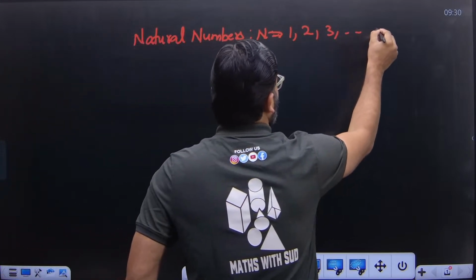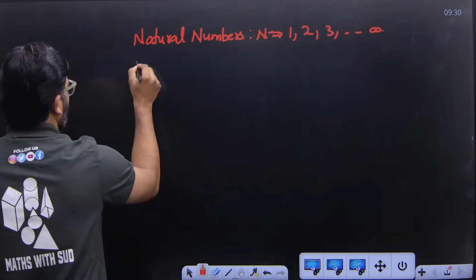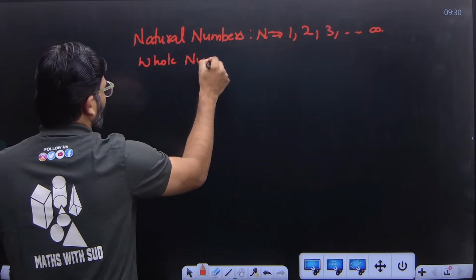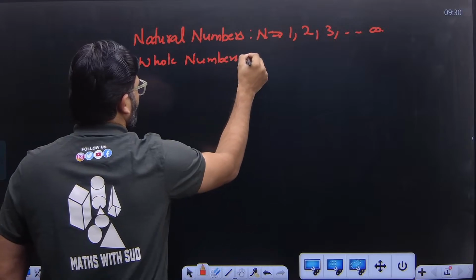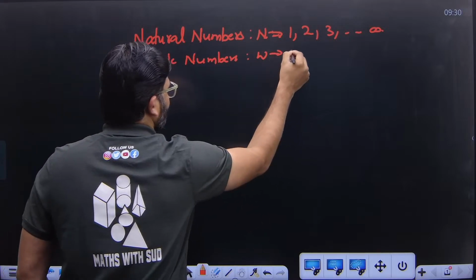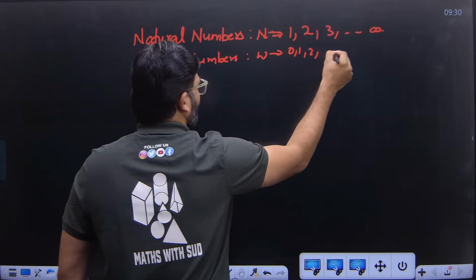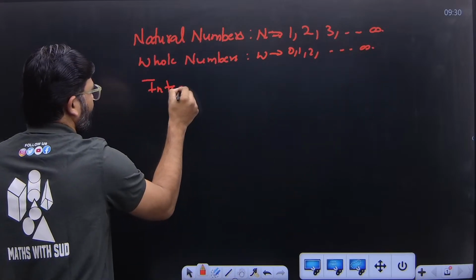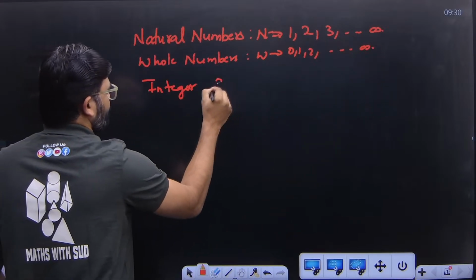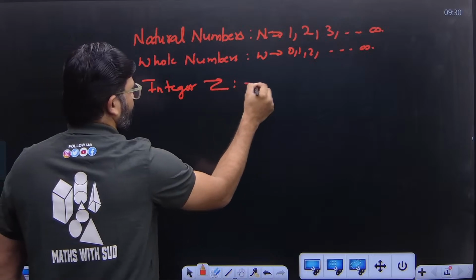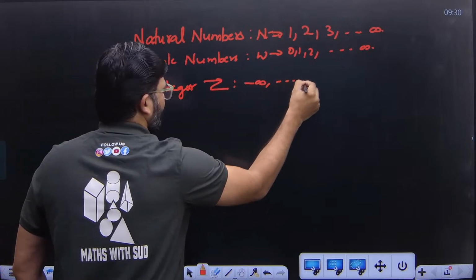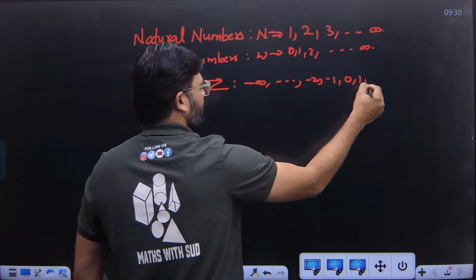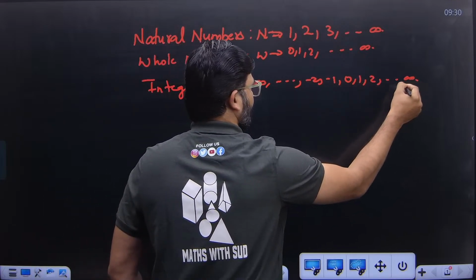1, 2, 3, it goes up to infinity. Then the second number system was whole numbers. 0, 1, 2, 3, infinity. Then comes integers, wonderful. So minus infinity and so on.